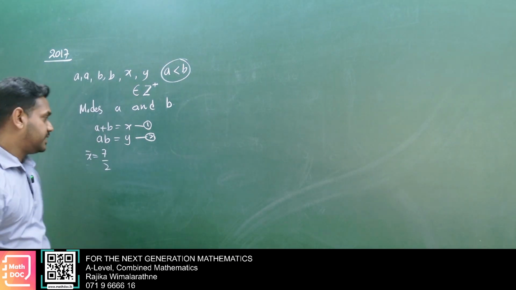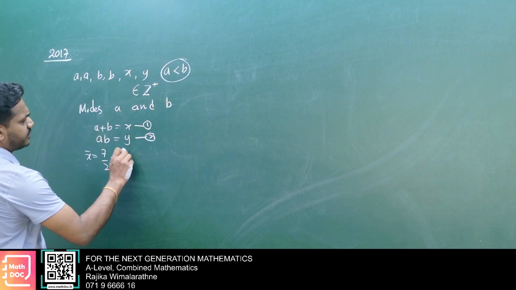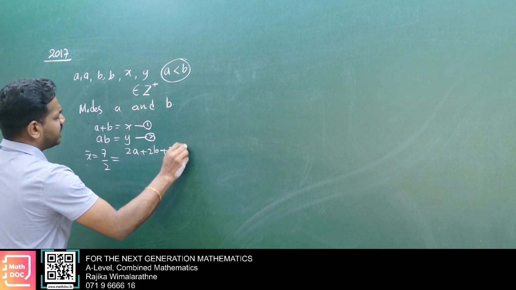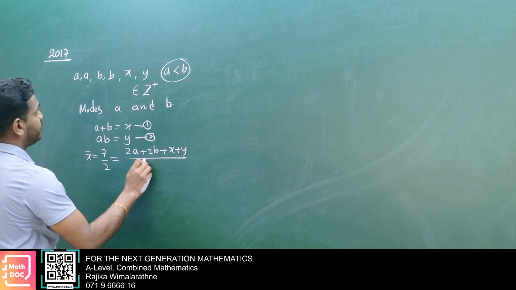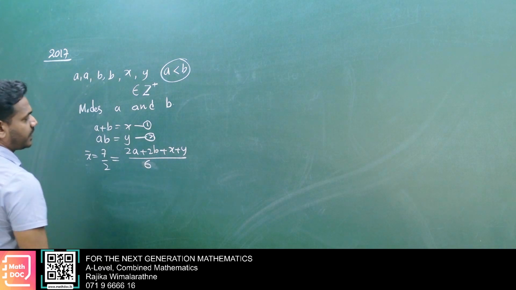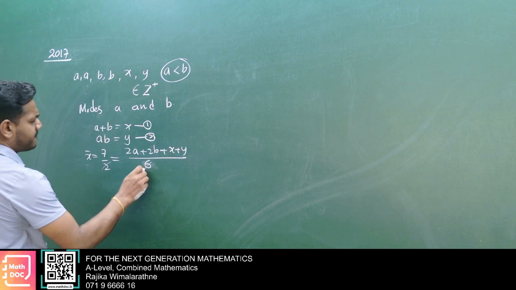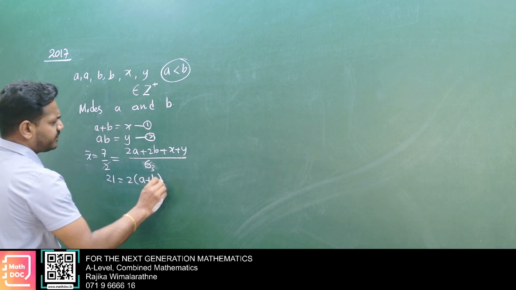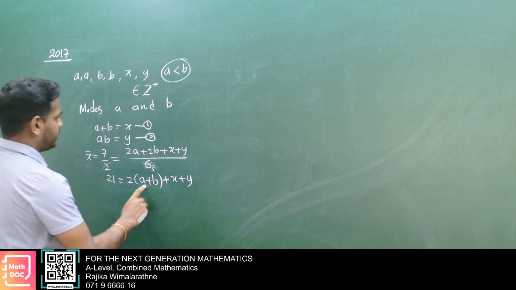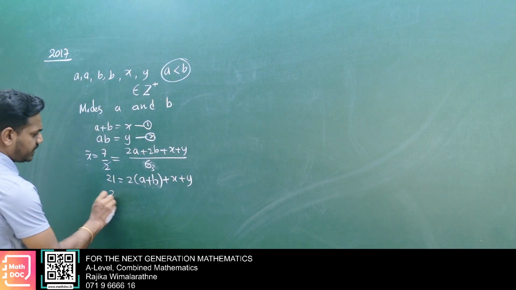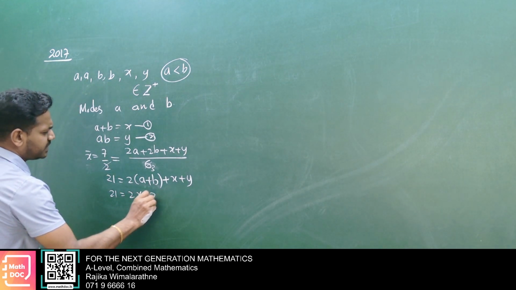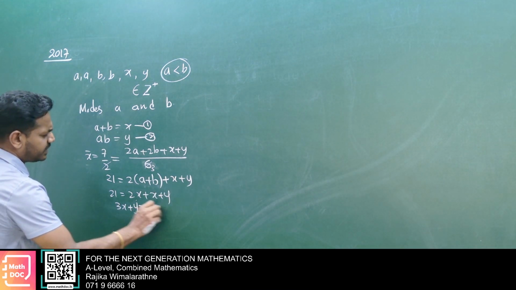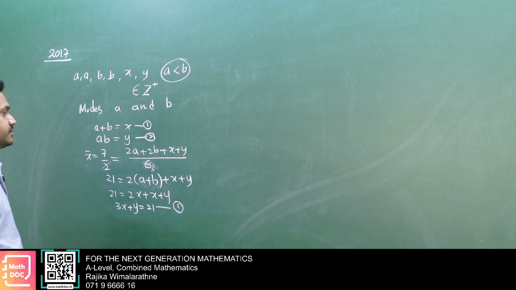So now we write the mean formula. Then 2A plus 2B plus X plus Y over 6. Here it is. Then 21 equals 2A plus 2B plus X plus Y. Then A plus B equal X. Here 21 equals 2X plus X plus Y. Then 3X plus Y equal 21. First formula.